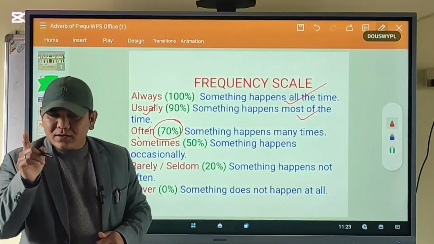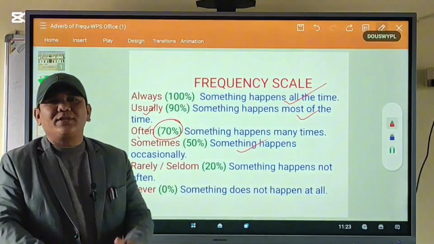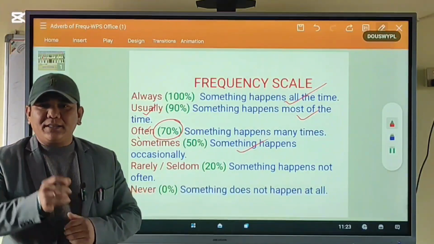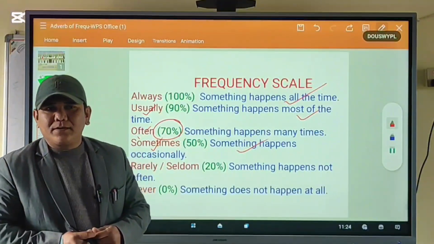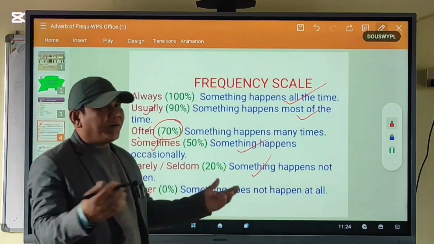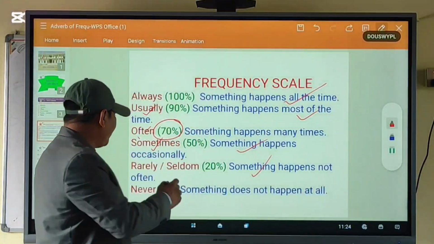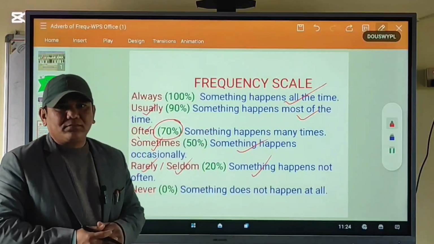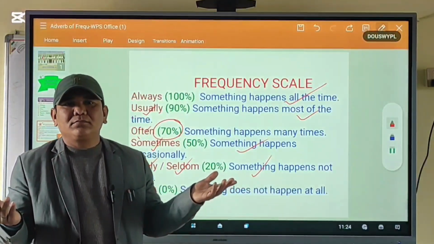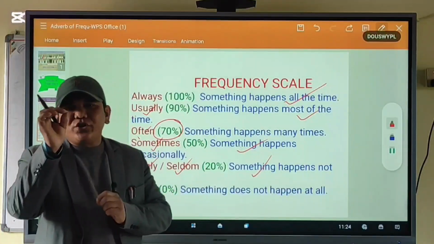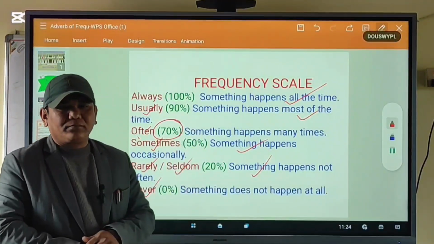Are you getting me? Okay then. In the same way, when something happens occasionally, when something happens 50% only, in that situation we use sometimes. Okay? Similarly, when something happens not often, when something happens only 20%, in that situation we use rarely or seldom. Okay? And finally, something does not happen at all. Okay? Something happens 0%. In that situation, we use never. Okay?